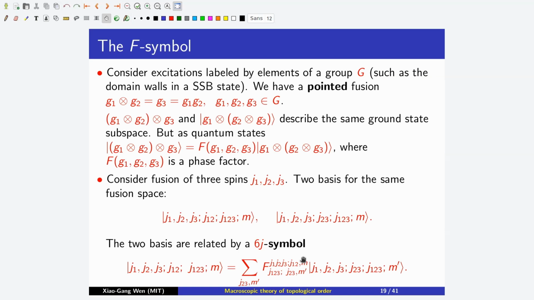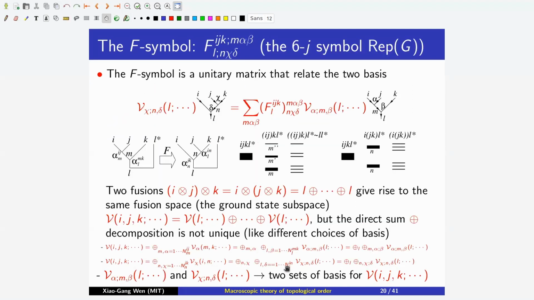So we have to choose a basis in the subspace. They have to say how different bases are related. So that's this F symbol, which really tries to look into this more carefully, not only looking at the dimension of the vector space, but also at the vectors themselves. So that gave rise to this F symbol. So this, more abstractly, is really the following. So this is a picture.